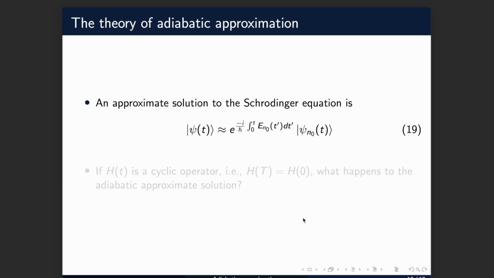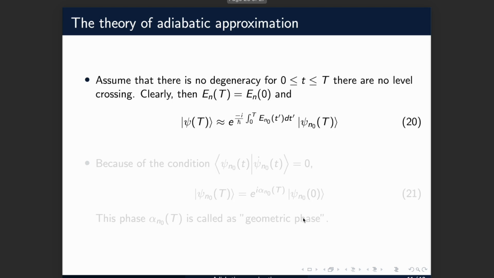What happens if the Hamiltonian is a cyclic operator? What happens to the adiabatic approximate solution? So assume that there is no degeneracy, there is no level crossing. The eigenvalues turn out to be the same at time t equal to 0 or time t equal to T, and the adiabatic approximation turns out to be given in equation 20.